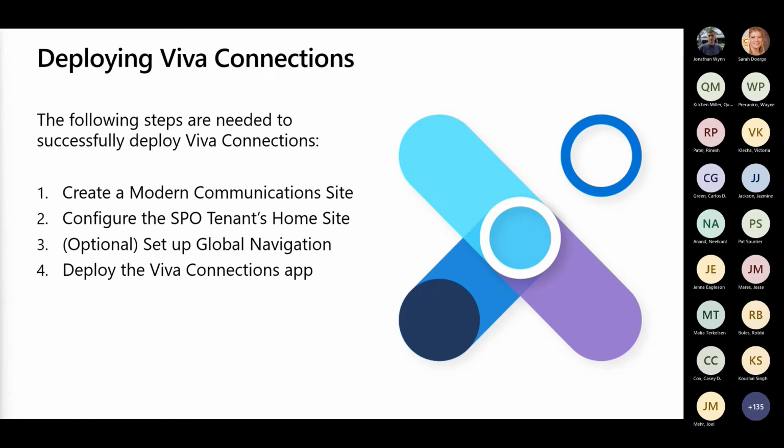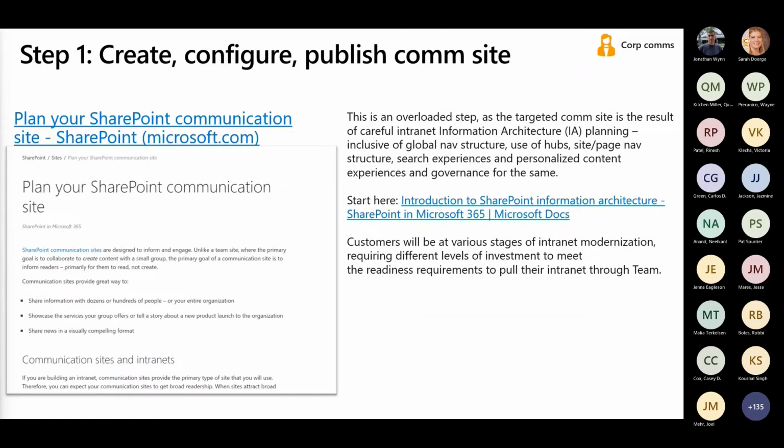So let's start with creating, configuring and publishing your communication site. And again, as we state on the slide, it's definitely an overloaded step depending on where you're at from an architecture side. But this is where we're going to want to do a lot of information and architecture planning, making sure that we have our global navigation structure. We're using hub sites as much as possible, and that does entail using hub sites with site collections that are 100% modern. We're not using classic sites anymore. And then any of the search experience and the personalized content experiences. So again, a very overloaded step because this is going to be a lot of the design parts of things.